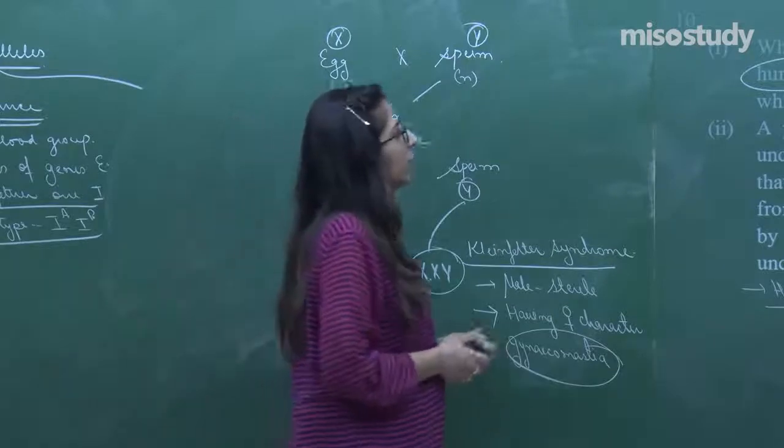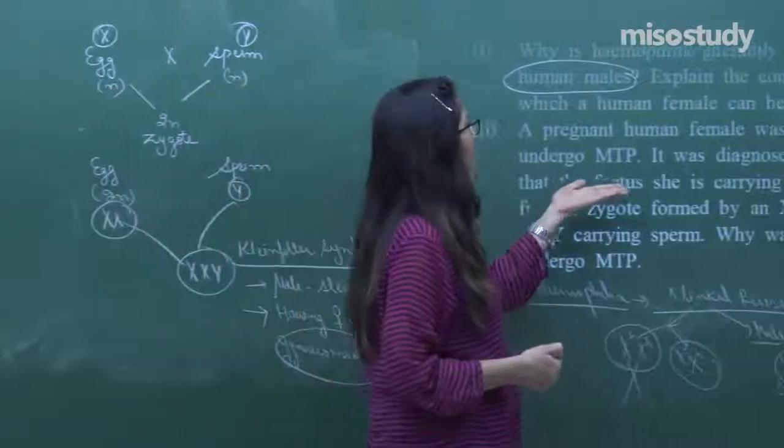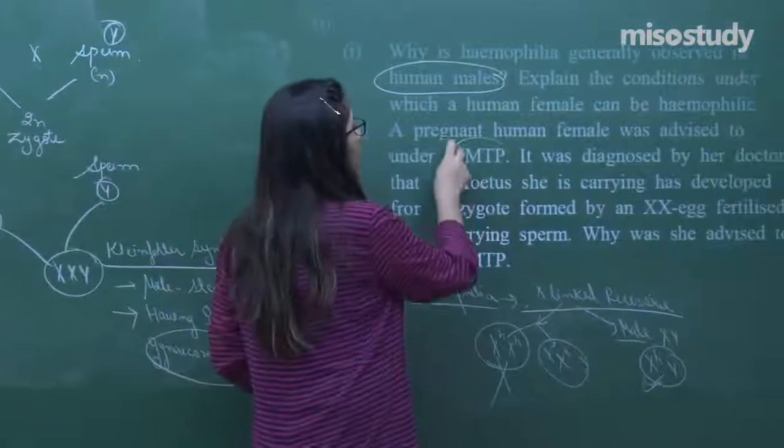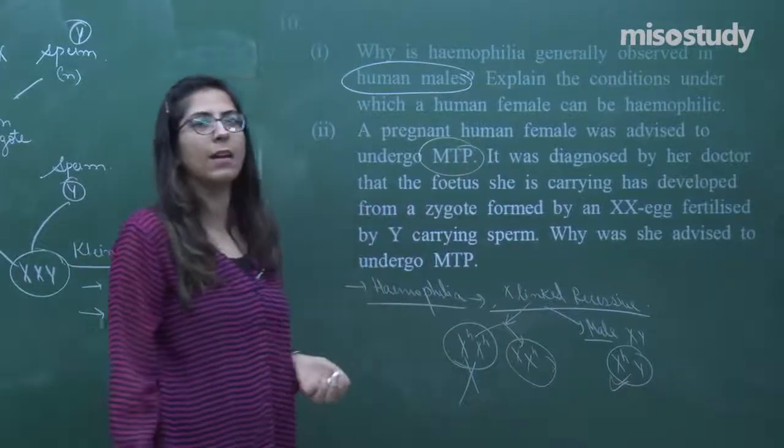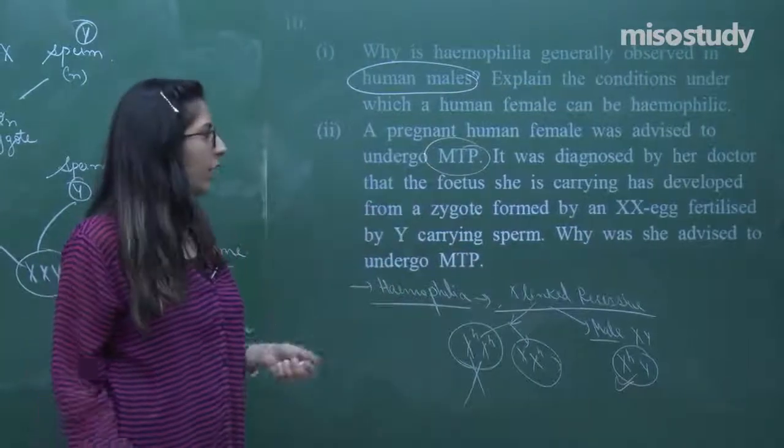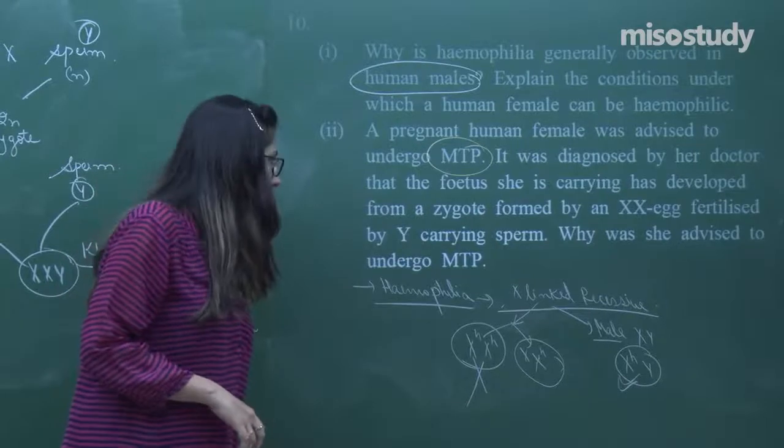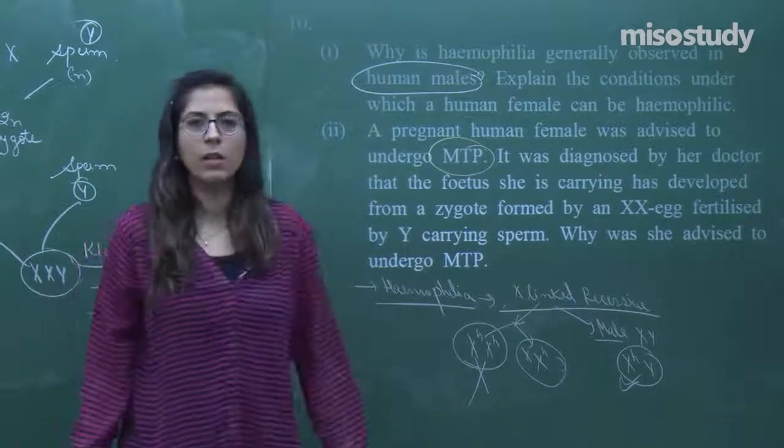So, come back to this. A pregnant female was advised to undergo MTP. Why? Because the child might be suffering from Klinefelter syndrome. That's why she was advised to undergo the MTP. This was the reason for that, right?